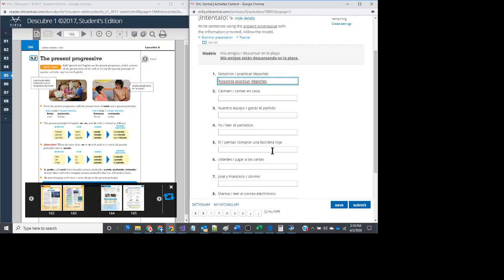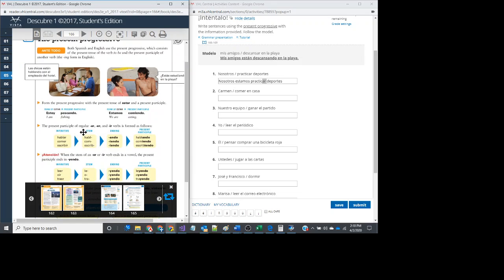So that means in every one of these, you're going to add estar. Estar becomes, for nosotros, estamos. And practicar, what's the ending for an AR verb? Over here, in case you're lost, you can come look it up. AR verbs get an ando on the end. All right, ando. Whoops. So that becomes, nosotros estamos practicando deportes. We are playing sports. Let's just do one more.